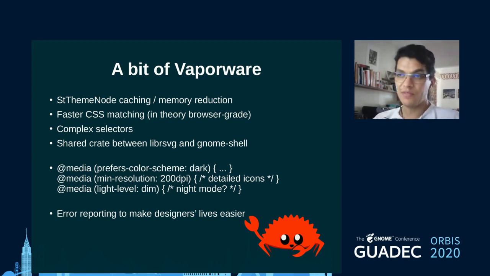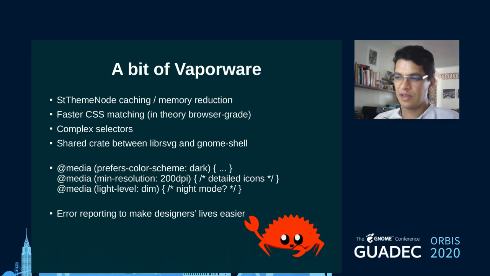Do we want to support light levels in the environment? If it's dim, then change to night mode or something. So these things are possible through media rules. We need to add support for them in the parsing code. That's really easy to do. And GNOME shell just needs to decide which of these properties it wants to support and whether they would be useful for designers to have, fewer style sheets or simpler CSS or something like that.